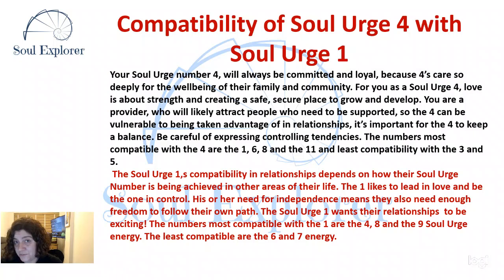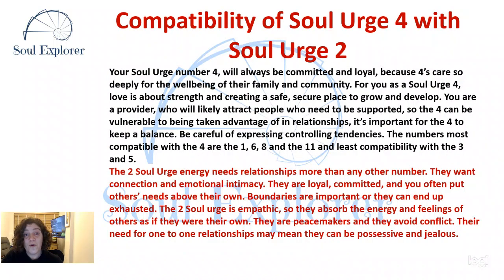Least compatible with the 4 are the 6 and the 7 energy. Now, I think it's probably because the 6 is very passionate and family orientated, and the 7 is quite isolationist itself anyway, so they could be like ships passing in the night. Anyway, moving to the soul urge 4 with the soul urge 2.